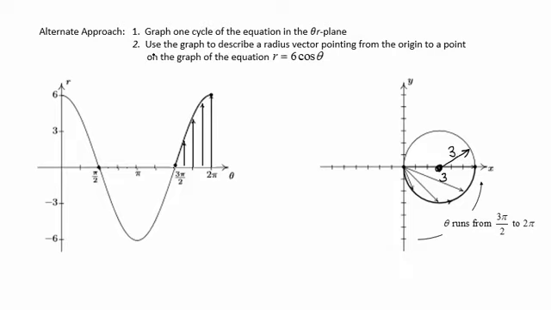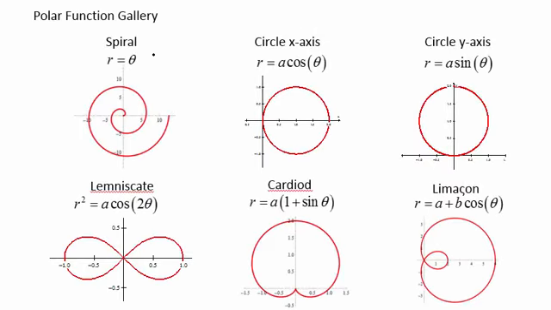In general, we can use this approach to graph a variety of polar equations. Here is a gallery of some of the more common polar equations we want to recognize. The equation of a spiral, of a circle with symmetry around the x-axis, a circle with symmetry around the y-axis, a lemniscate, a cardioid, a limacon with a loop.